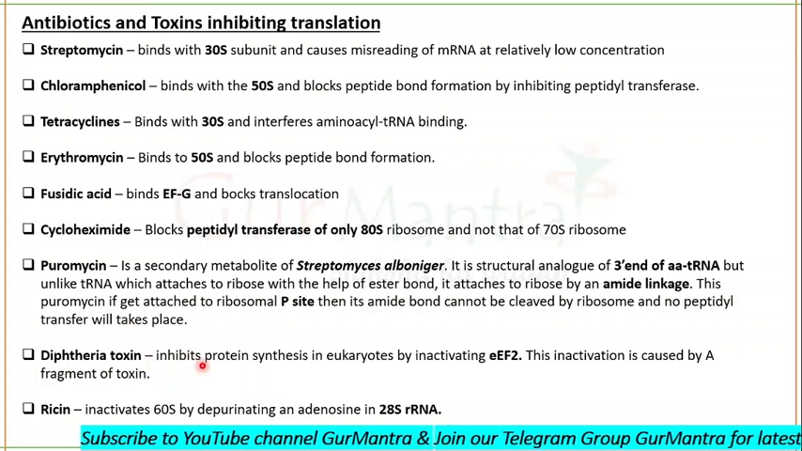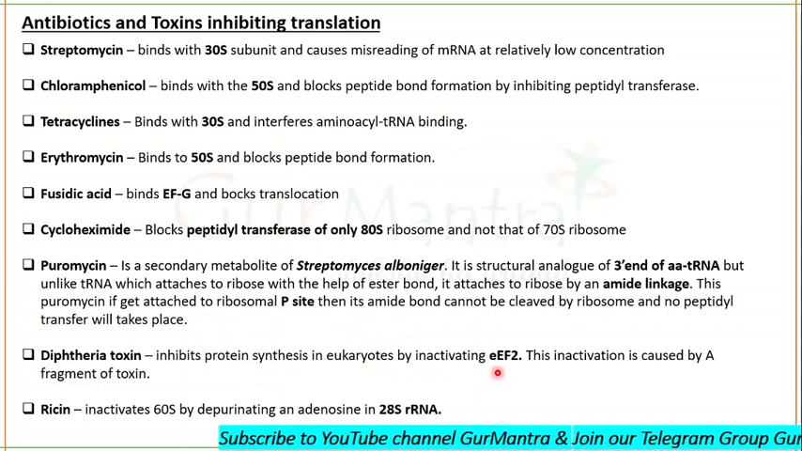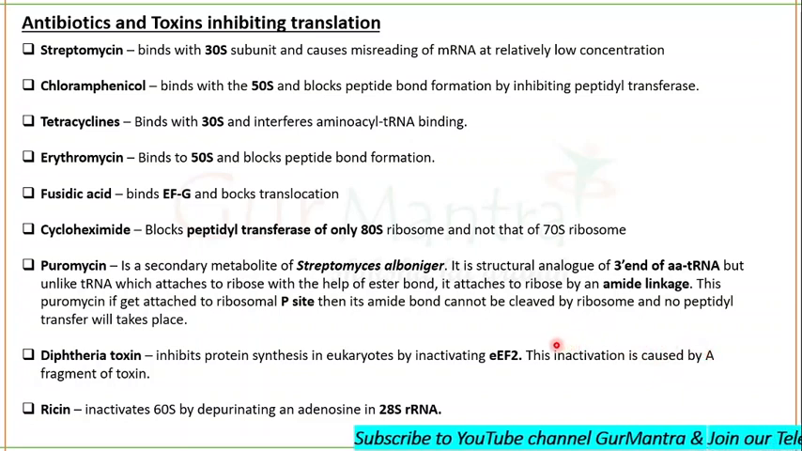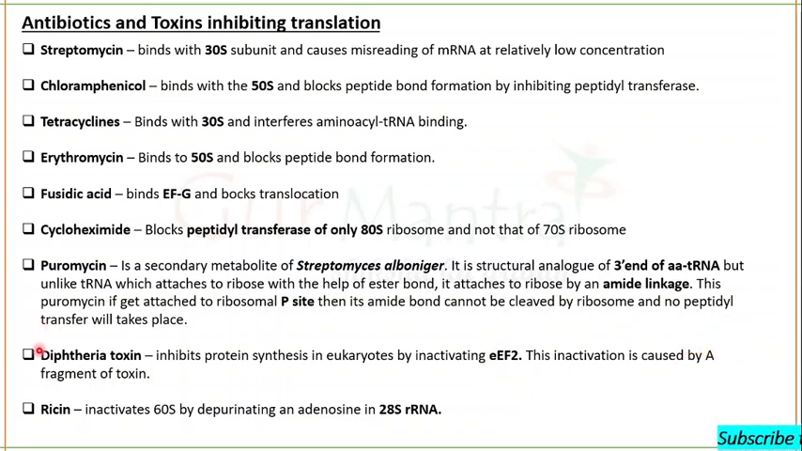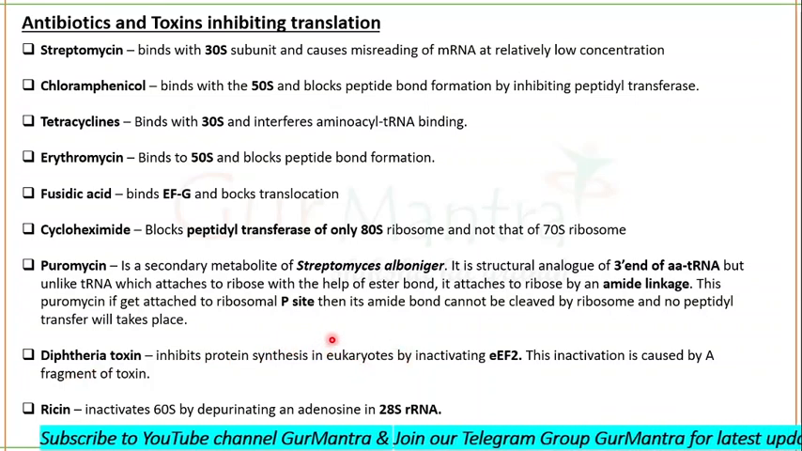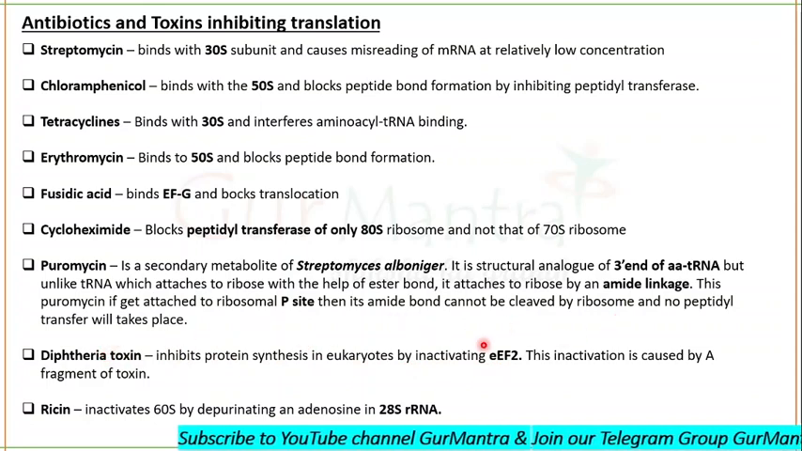Then next is diphtheria toxin. Diphtheria toxin inhibits translation in eukaryotes by inactivating eukaryotic elongation factor 2. The main fragment of the toxin that causes the inactivation of elongation factor 2 is the A fragment. And how will it do this function? It will be inactivating elongation factor 2. It means it will be interfering with the elongation of the peptide chain.